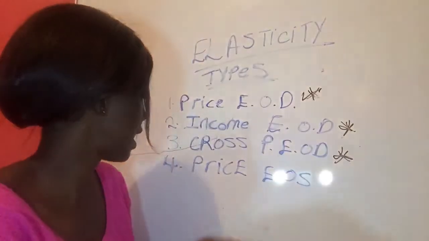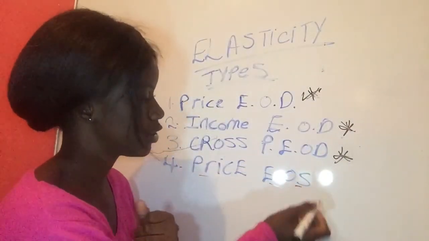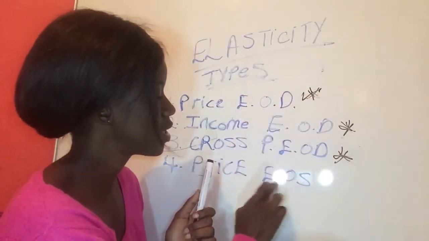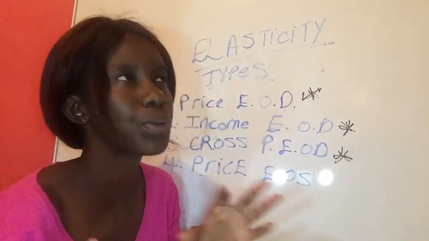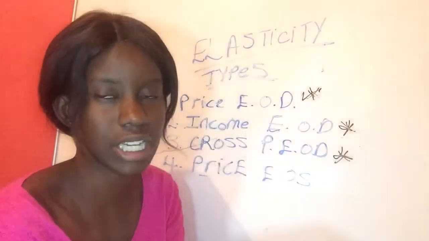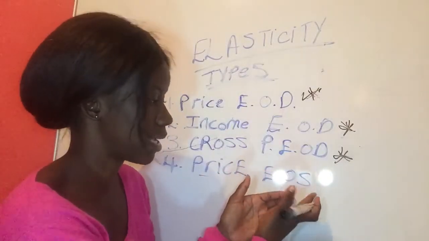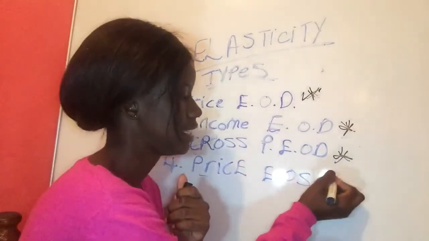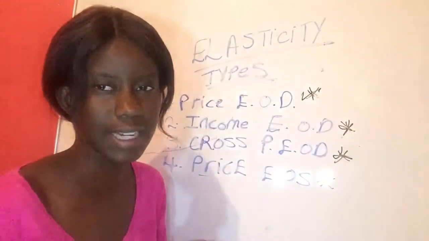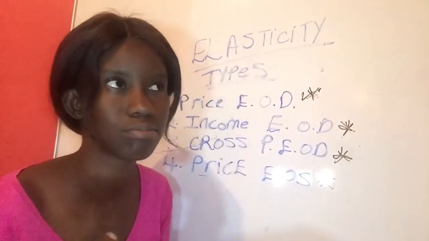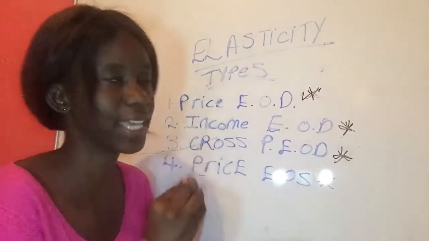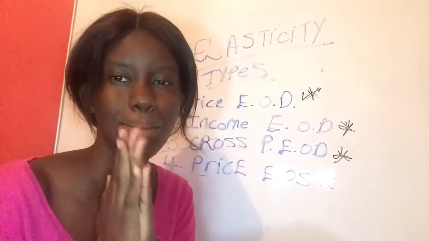The fourth one, or the last one, is price elasticity of supply. Basically like this, except we're not looking at quantity demanded. We're going to look at how a price change affects the supply, that is, how a price change affects the quantity supplied. So that's price elasticity of supply. These are basically the four types of elasticities that we're mainly going to be looking at. So let me just quickly erase this and we go to the next thing.